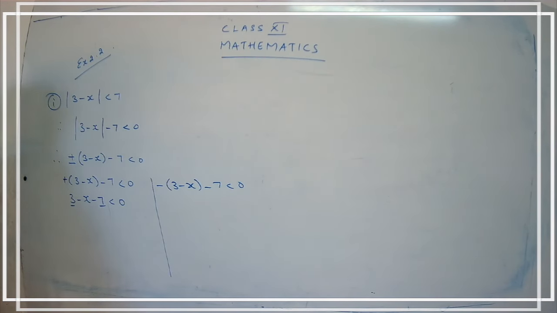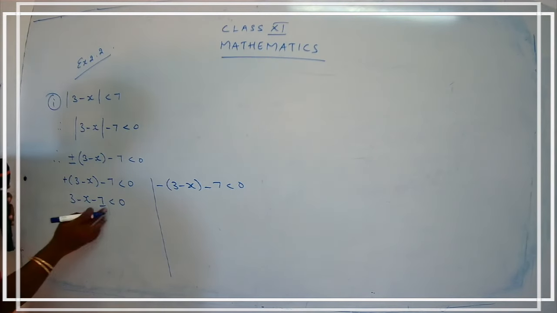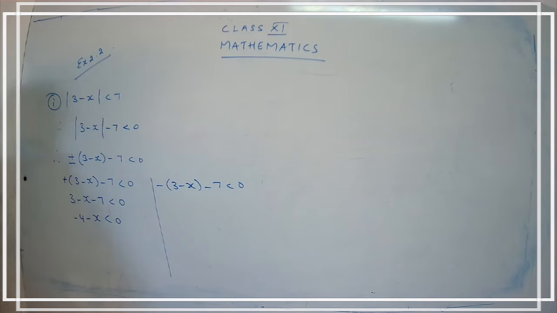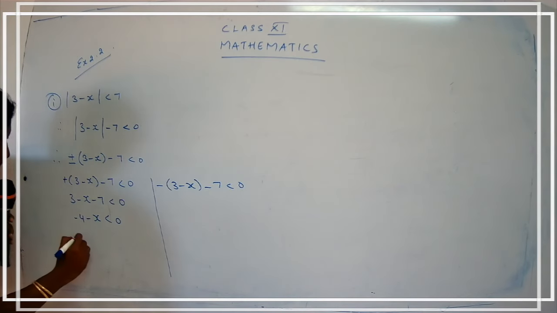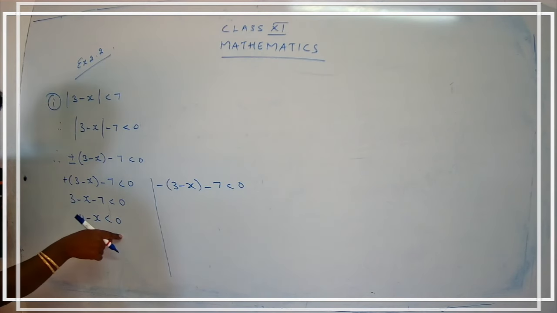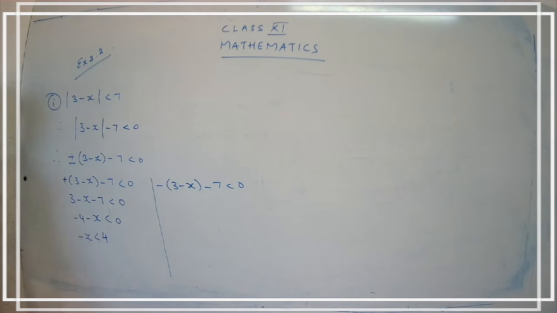What is 3 minus 7? It's minus 4, yes. Minus 4 minus x less than 0. Minus 4 minus x less than 4. So what I'll do is, I'll take this 4 to that side. So minus x is less than 4. This is minus 4, so when minus 4 goes to the RHS, it turns positive. So minus x less than 4.